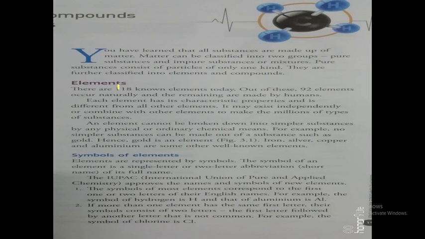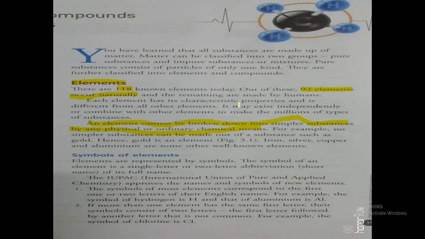Let's review your book. Now, what are elements? An element is a substance that cannot be broken down into simpler substances by any physical or ordinary chemical means. So this is the definition of an element. There are 118 known elements today, out of which 92 elements occur naturally, and the remaining elements are made by humans.